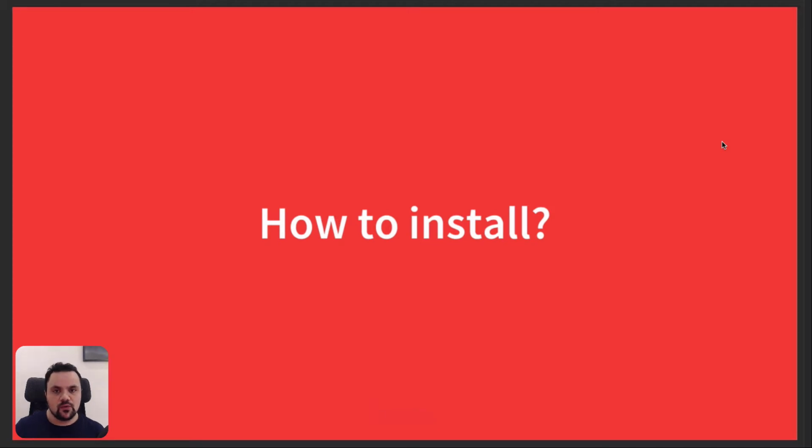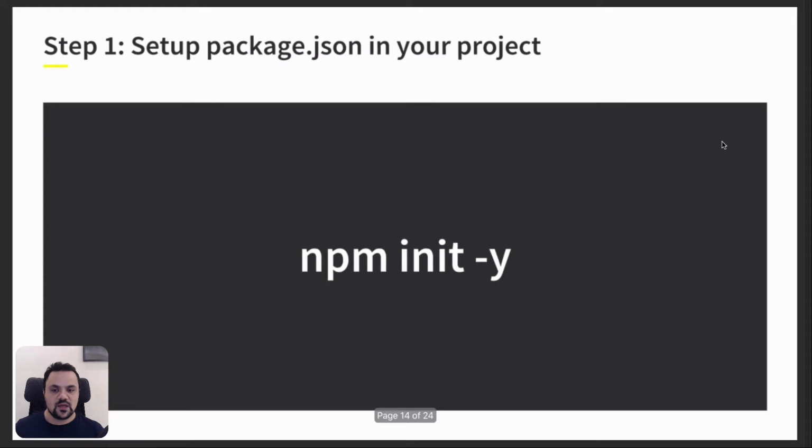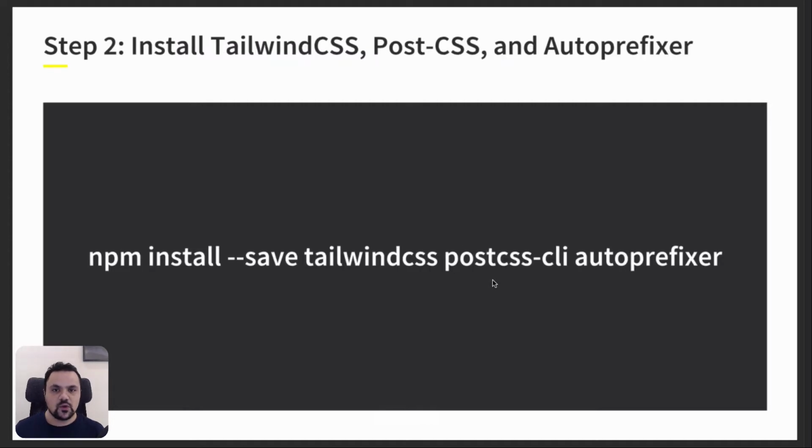I'm going to walk you through the steps needed to install Tailwind CSS. The first step is to create a project and make sure you have package.json inside your project. To do so, you need to run npm init -y. The next step is to install Tailwind CSS, PostCSS, and Autoprefixer. So Tailwind CSS, PostCSS CLI, and Autoprefixer.